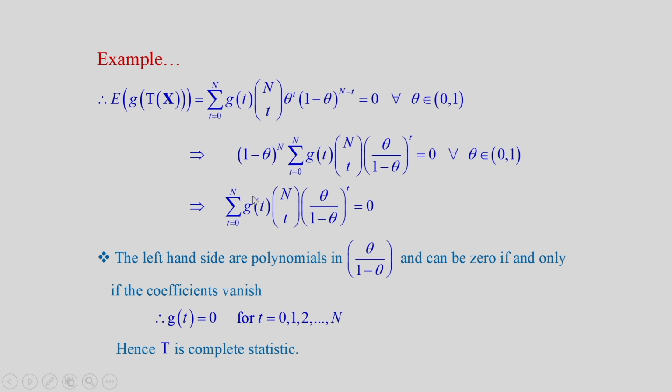Therefore, we get one condition, this part we can cancel out, summation t going from 0 to n, g(t) into nCt into (theta by 1 minus theta) to the power t is equal to 0. Now, this condition is a polynomial in theta by 1 minus theta. So, this polynomial can be 0 if and only if all coefficients vanish, that means g(t) must be equal to 0 for t equal to 0, 1, 2 up to n. Hence, T is a complete statistic. So, in this case we proved that T is a complete statistic.